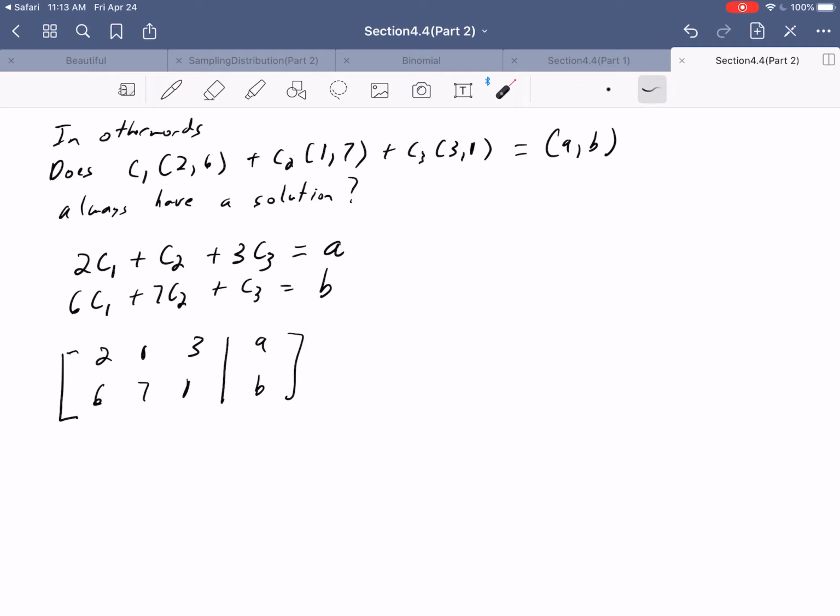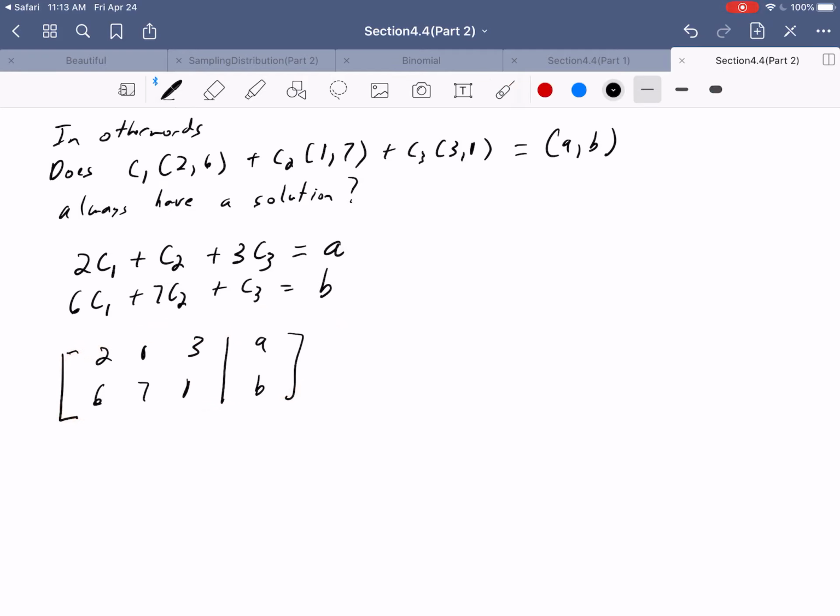Now, remember, we're not going to actually solve this. Instead, we just want to know, is this a consistent system? We don't care if it's a unique solution or infinite solutions. We just care, are there solutions? So let's go ahead and study whether or not the rank of A is the same as the rank of A augmented.